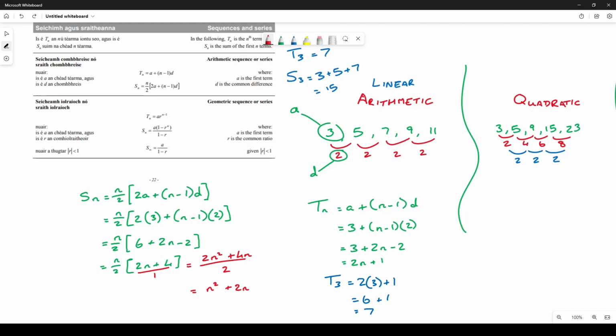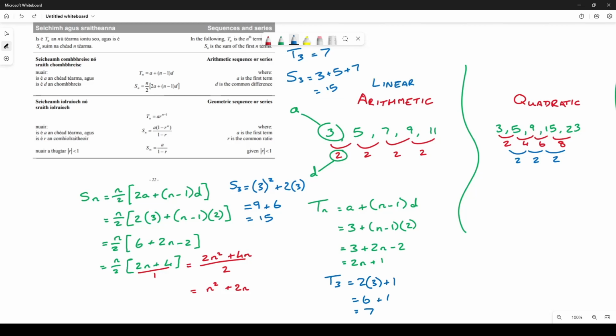All I'm going to do is do S3 again to prove that it works. And hopefully I do get 15, because the first 3 numbers there do add up to 15. It's kind of cramped, but if I do S3, basically in my formula down here, everywhere I see an n, I'm going to replace it with a 3. And we would get 9 plus 6, which is 15. Wow.